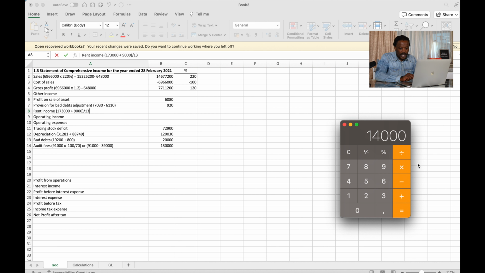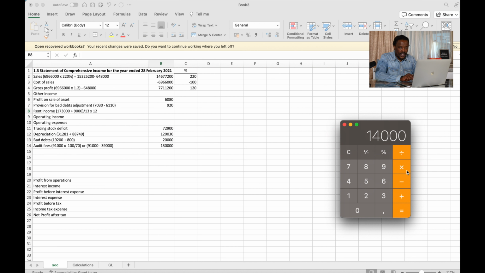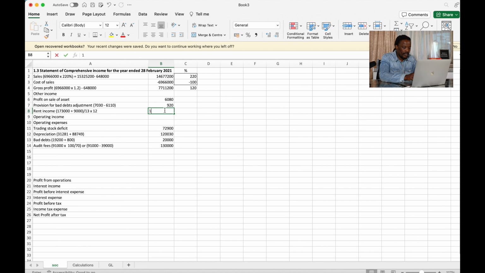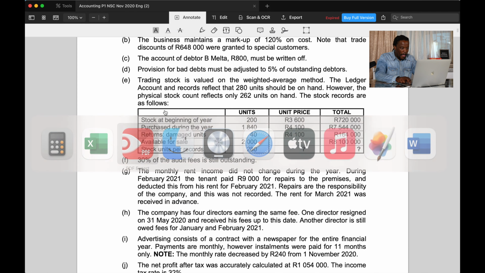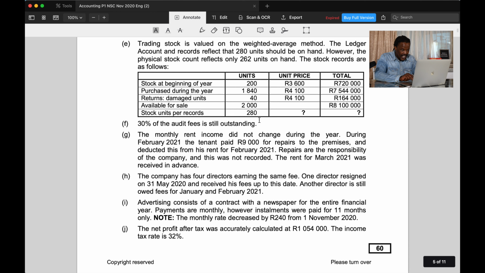Then 14,000 times 12 months. We want 12 months. We don't want that income received in advance, times 12 months. We know that our rent is 168,000 when we deduct that. And then let's read this G again. It says, and deducted this from his rent. Repairs are the responsibility of the company, and this was not recorded.